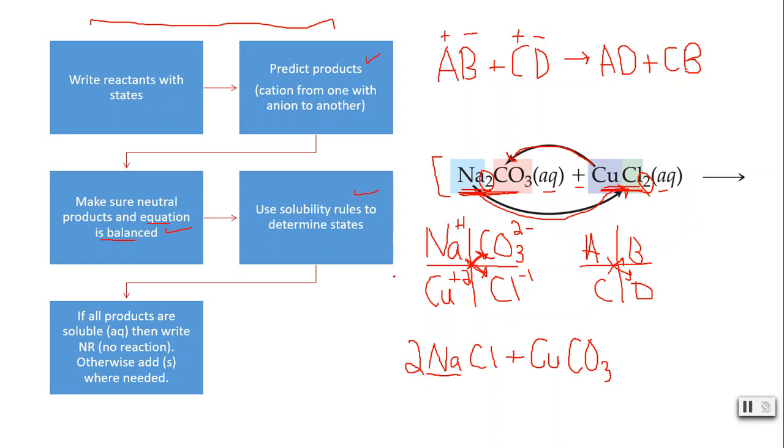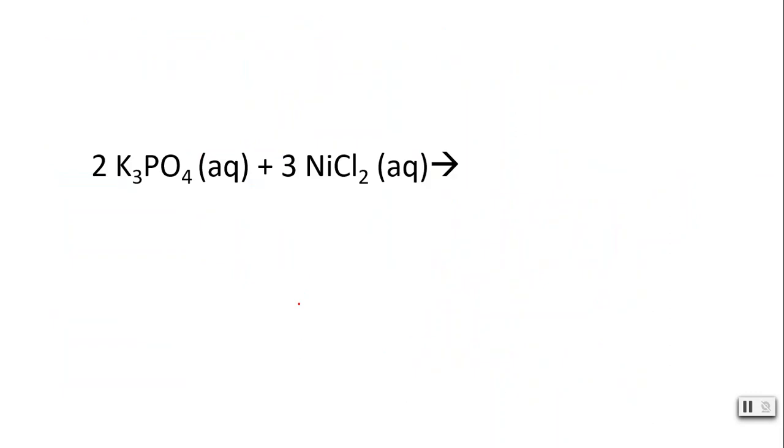Next thing we're going to do is determine the states of our products by using those solubility rules. And you should be able to see that sodium chloride is aqueous according to those rules, and copper 2 carbonate is a solid. Okay. So we now have a balanced double displacement reaction. And that's where we left off before spring break.